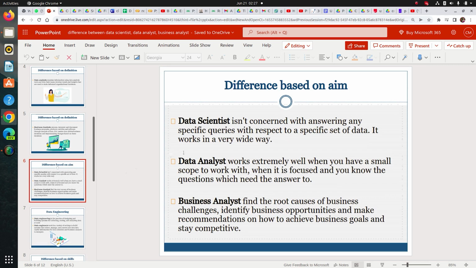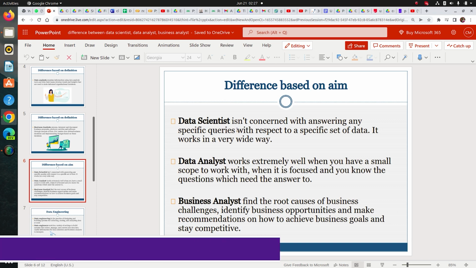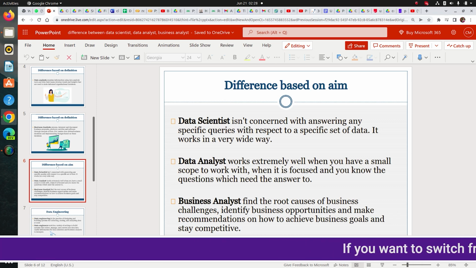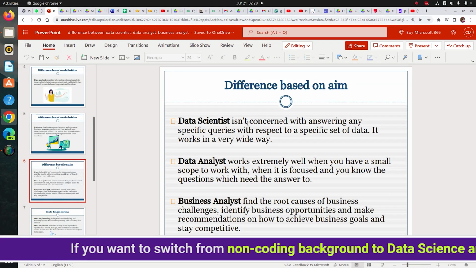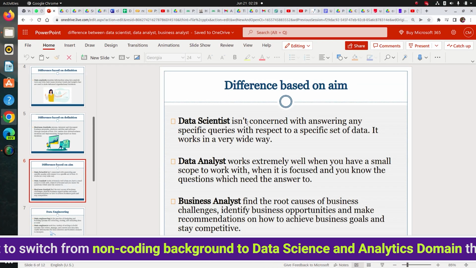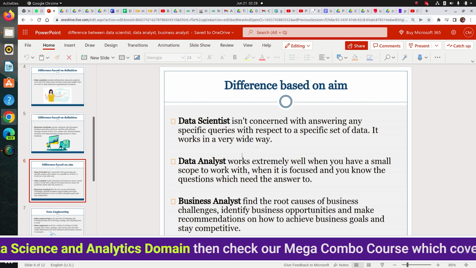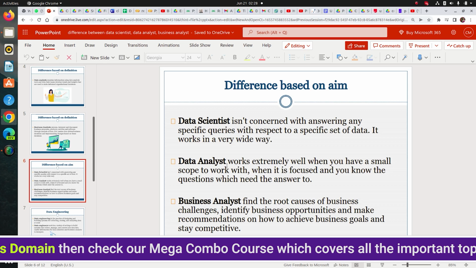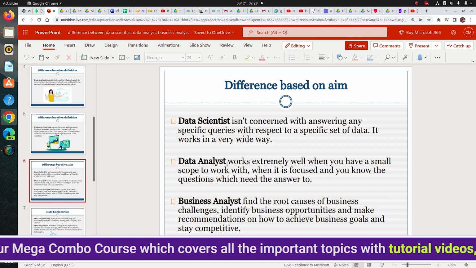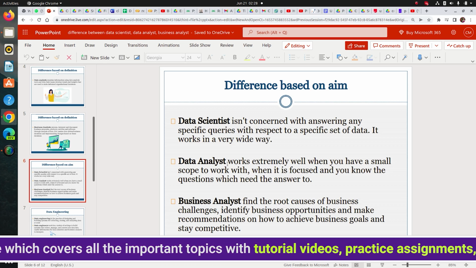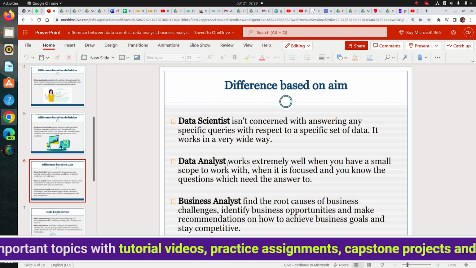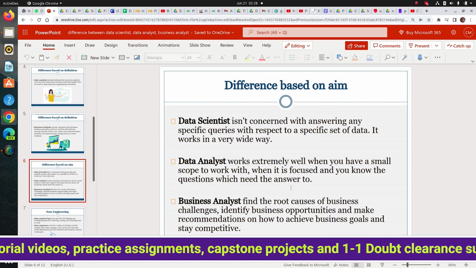Based on the aim, what is the difference? Data scientist is not concerned with answering any specific queries, I mean to the stakeholders, obviously. It answers to the business analyst whether according to the problem requirement the work is being done or not, and it works in a very wide way. So data analyst works on preparing reports and charts according to business requirement from the data.